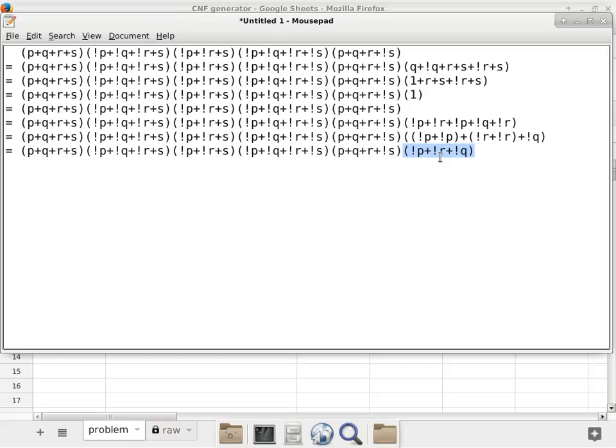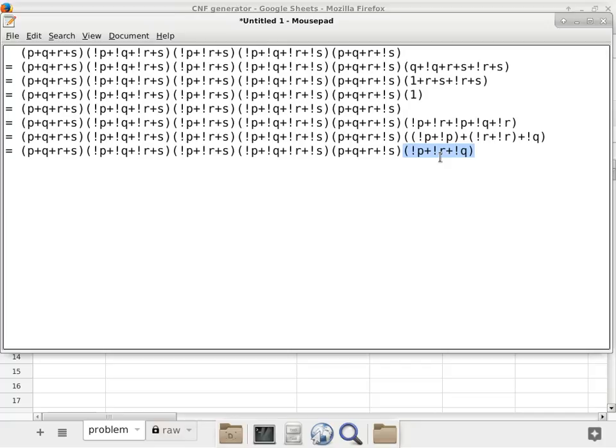Do you want to do one more step? I don't think we can do much more. There are no resolvable variables. If I add those two, I'll just end up eventually with not P, not R, and S and Q. I don't think there's really much to do.